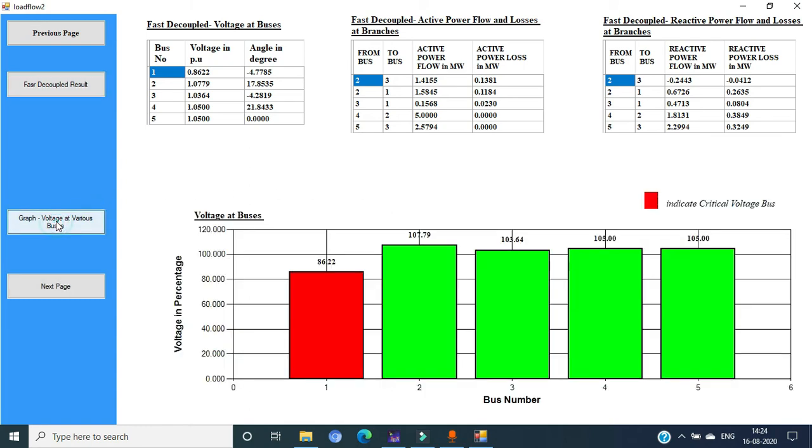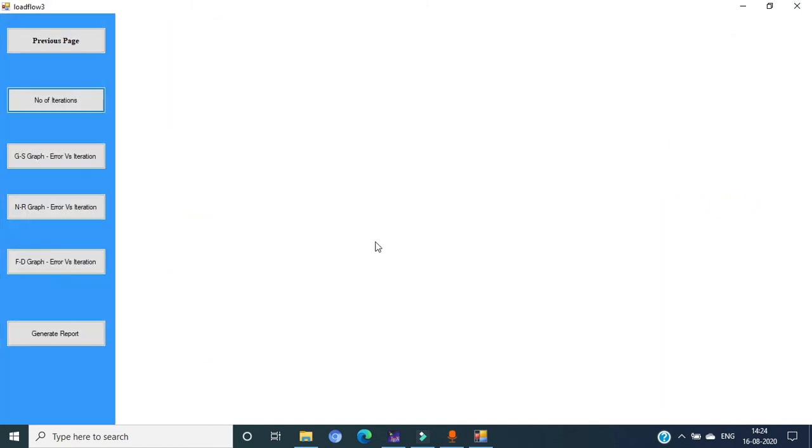You can see the voltage at the various buses. The red color indicates the critical voltage bus and the green indicates the normal buses. The voltages are within the limits. Again, for more results, click on the next page. The number of iterations needed to achieve the desired accuracy corresponding to GS, that is Gauss Seidel, NR, Newton-Raphson, and fast decoupled can be generated by clicking on the number of iteration button.